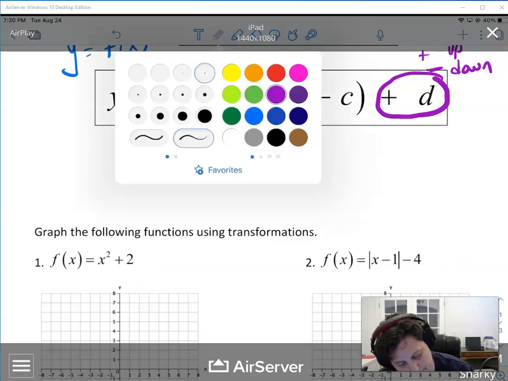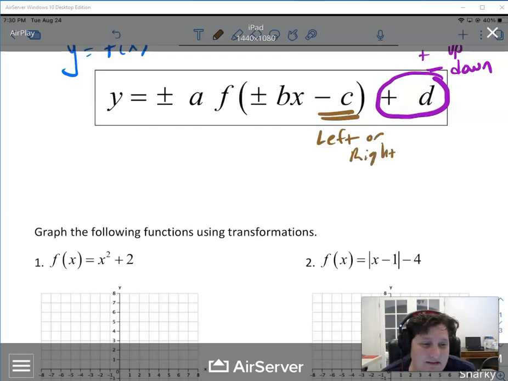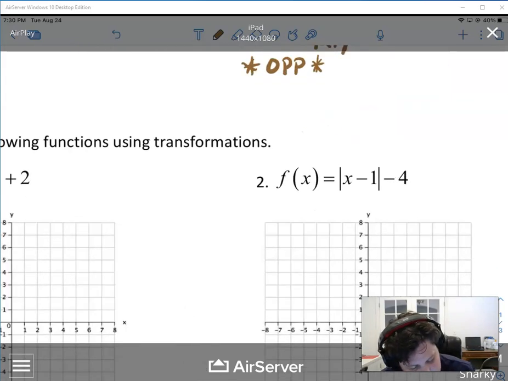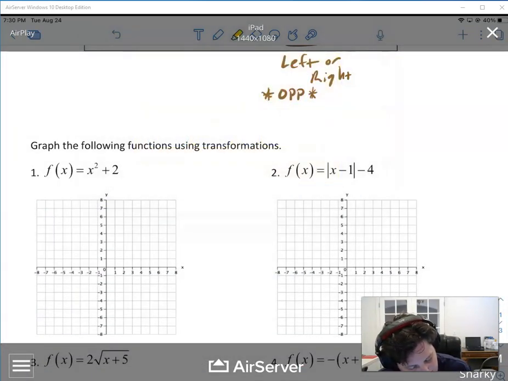All right, great. In here, remember, you guys, that this moves it left or right. But the most important thing in here is it's actually the opposite of what it looks like. Okay, so let me show you a few examples. We'll do some of these in just a minute. See how in here, inside of the function, it says -1. Well, that tells me I'm going to move it to the right 1.